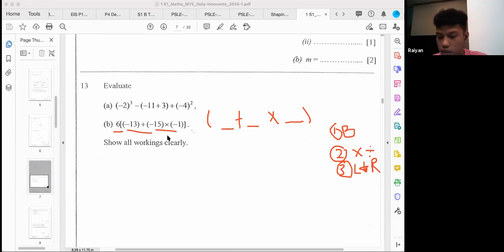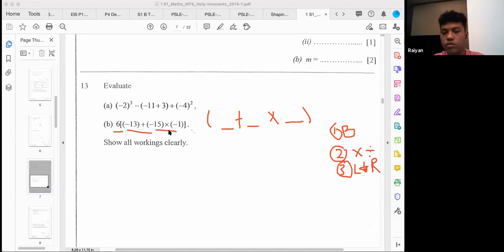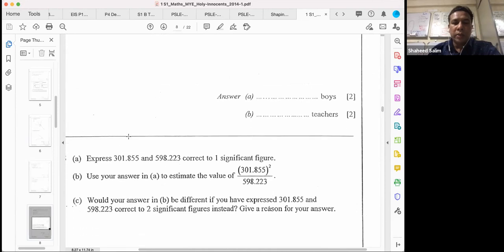15 times negative 1. Oh yeah, negative 15 times negative 1 is 15. Okay, then you've got plus minus 13. 2. Then times 6. 12. Okay, all right. So even if you have the calculator, you still must know the steps. Okay, let us see now.